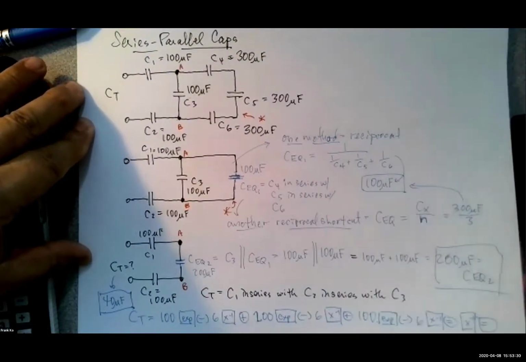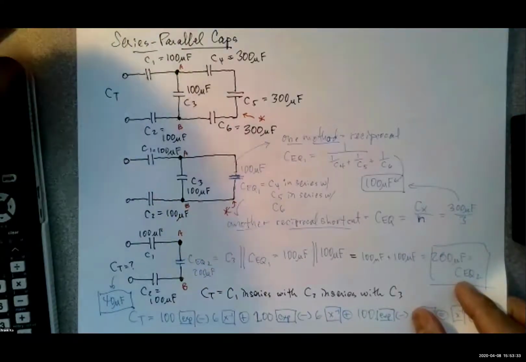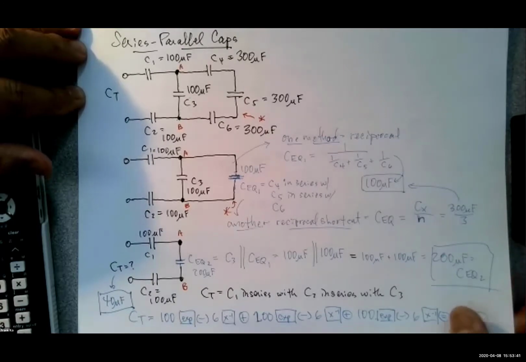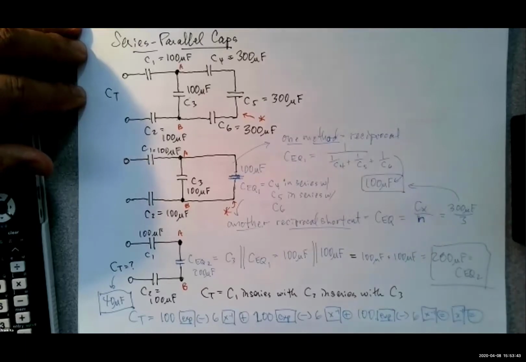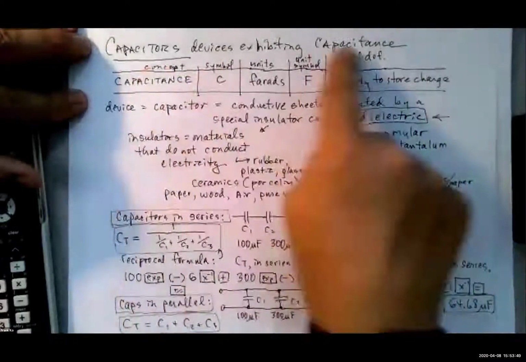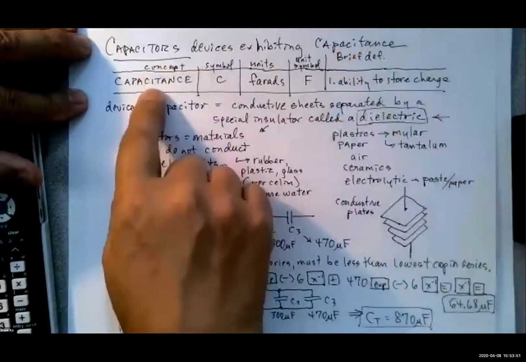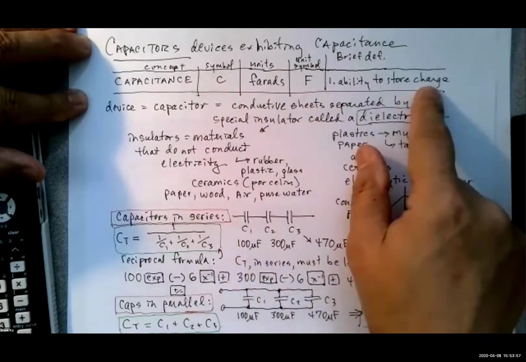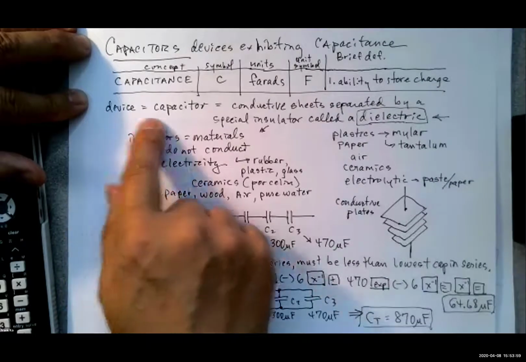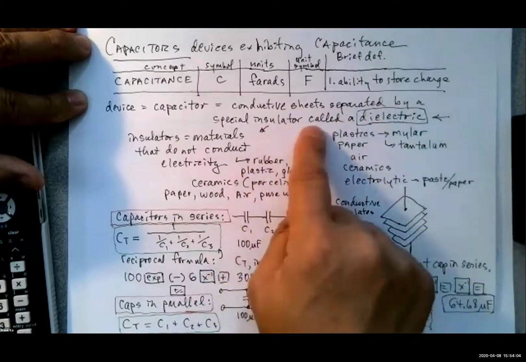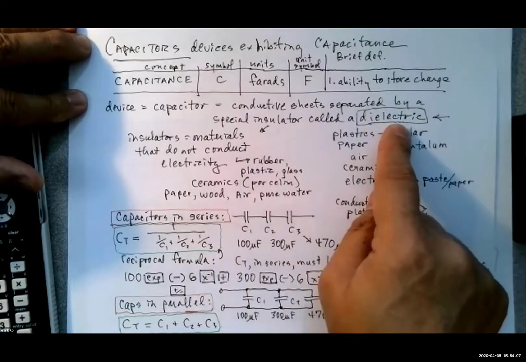So to summarize, this is an example of resolving series parallel capacitors, their relationships based on the initial formulas. Capacitors are those devices that exhibit a property known as capacitance. The concept is capacitance, the symbol is C, units are farads, symbol is F, the ability to store charge. The device that gives us this characteristic is called a capacitor: conductive sheets separated by a special insulator called a dielectric.